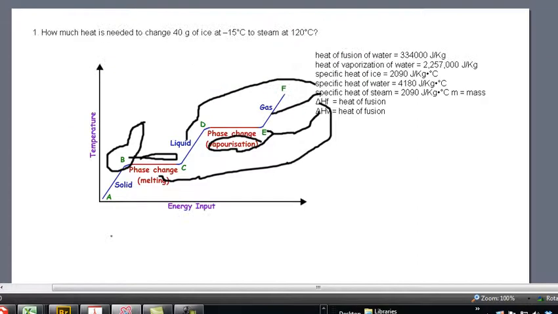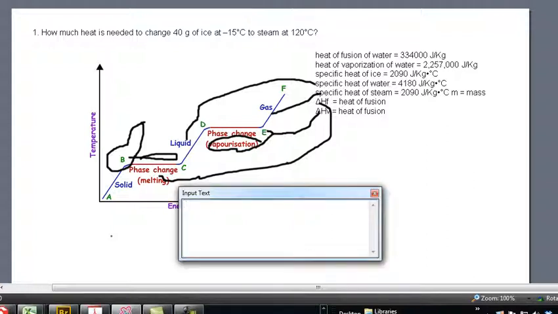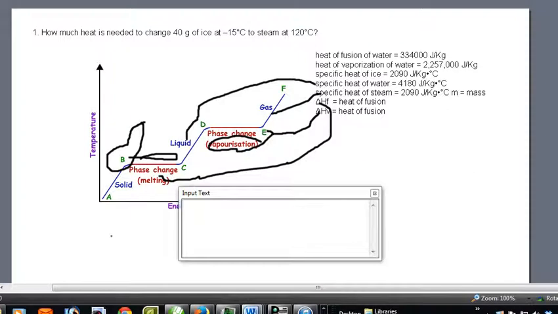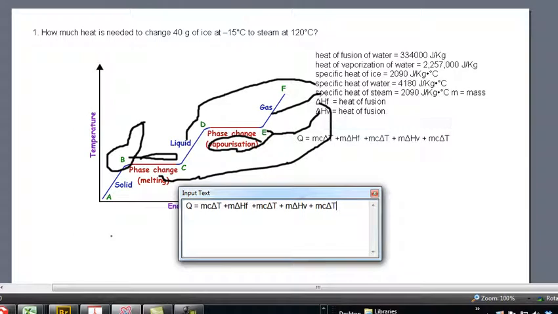I know that's a lot of junk, but it's going to make sense in just a second. First thing we want to do is go ahead and do a nice little equation here. I'm going to use an input here because it's a little easier to clear than my crazy handwriting. We need to find the total heat. I happen to have it already created over here, which I'm glad I did because it's going to help you see it better.